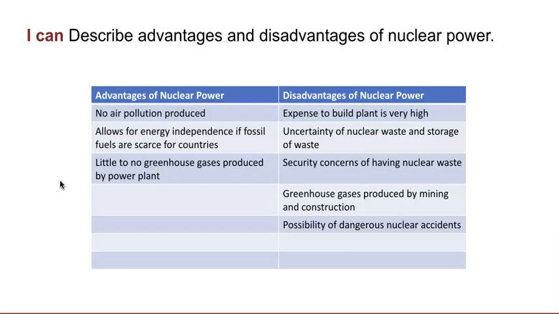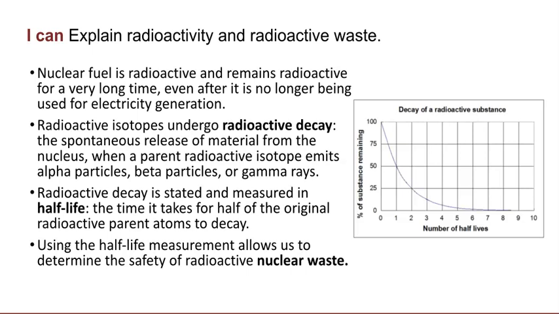We have a finite amount of uranium, and so that's a disadvantage. We also have possibilities of dangerous accidents, but if everything is built and monitored perfectly, we don't have accidents. So we'll talk about accidents in a little bit.